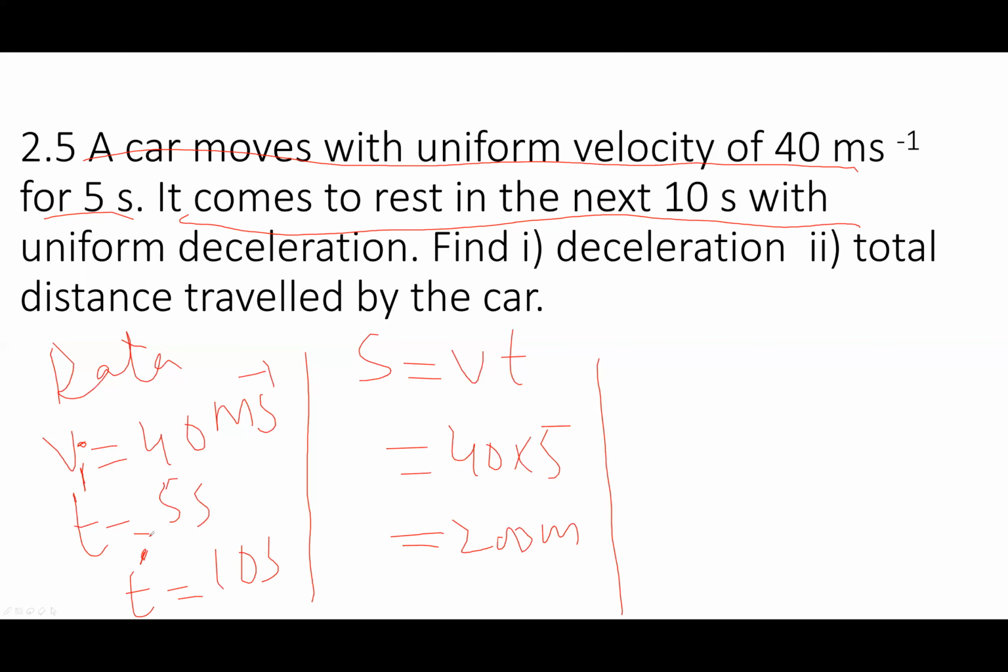Find the deceleration and the total distance traveled by the car. So find the deceleration in the next 10 seconds with uniform deceleration. It comes to rest, so final velocity is 0. First we will find acceleration. 2as is equal to v square minus vi square is also right, but we don't have the distance and acceleration, so we cannot use the third equation. The best option is to use the first equation of motion: v is equal to vi plus at.